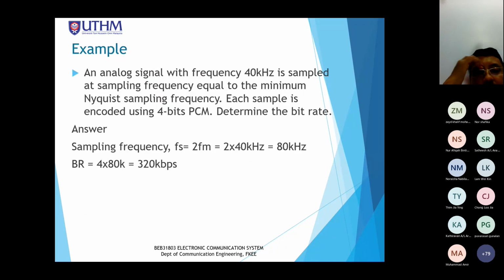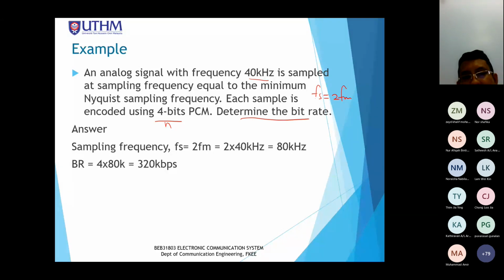So the next example is about PCM, where an analog signal with a frequency of 40 kilohertz is sampled at a sampling frequency equal to the minimum Nyquist sampling frequency. That means it is sampled at 2 times FM. Each sample is encoded using 4 bits, so N is equal to 4. Determine the bit rate.